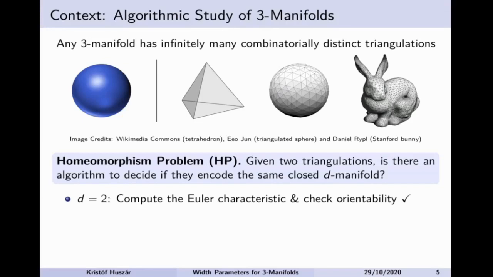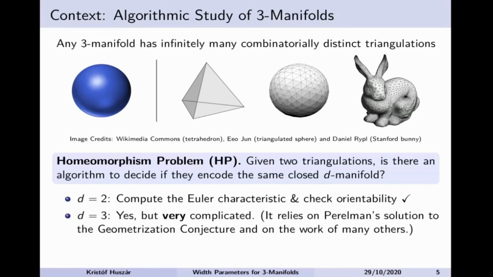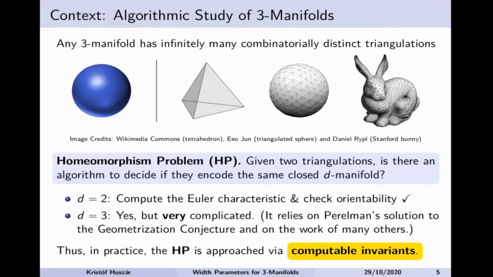In dimension three, there exists an algorithm, but it's really, really complicated. It relies on Perelman's solution to the geometrization conjecture, and of course on the work of many others. And obviously it has not been implemented. So what typically happens in dimension three, in practice, is that people try to classify or distinguish three-manifolds by computing various structures and various invariants on the triangulation.